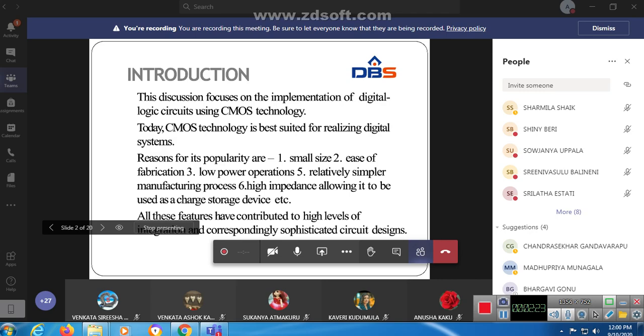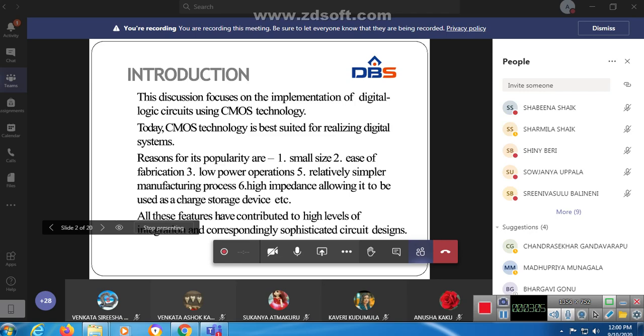In MOSFETs, mainly we have two types: P type MOSFET and N type MOSFET. These are again divided into different types of MOSFETs, that means NMOS, PMOS and CMOS. We already learned the operation and procedure of how a MOSFET is formed in a semiconductor. Those details you learned in the EDC subject. In today's class, I will explain the introduction to CMOS technology.